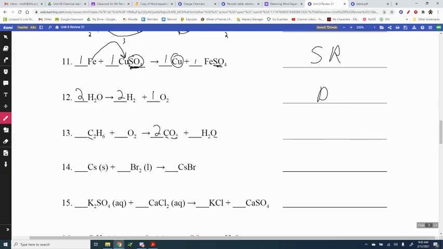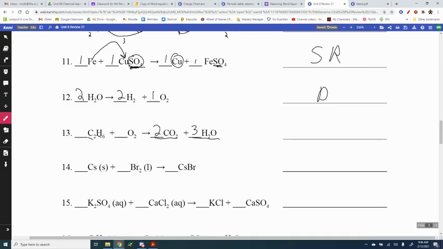Okay, so now let's go to our hydrogens. We have 6 hydrogens here. We have 2 here. We can put a 3 there. Okay, now our hydrogens are good. Okay, so now we go to our oxygens. How many oxygens do we have? We have 4 here. We have 3 here. So we have a total of 7.